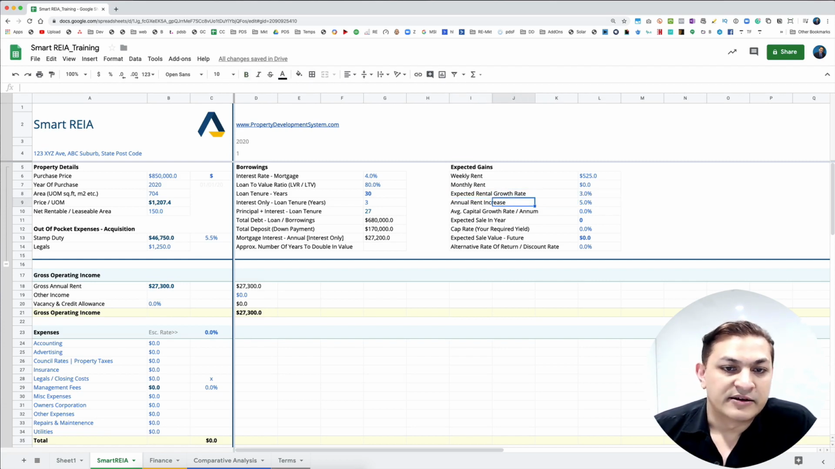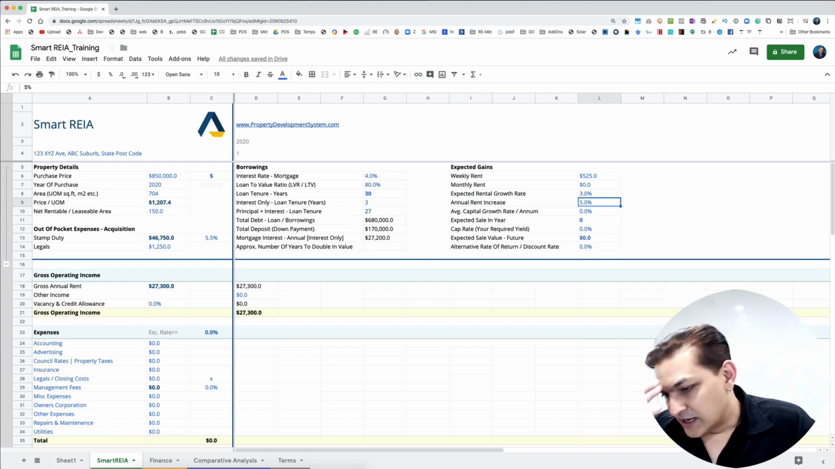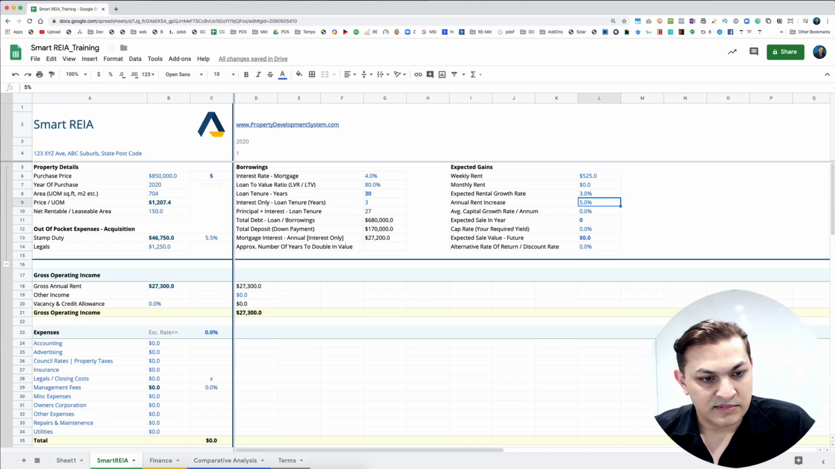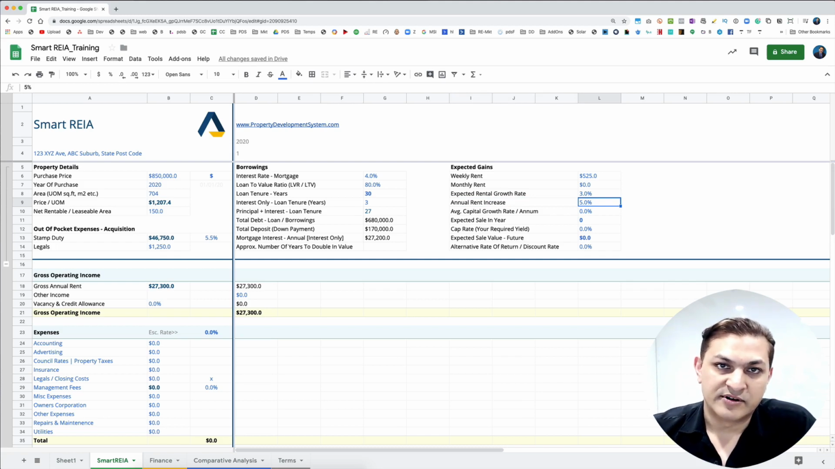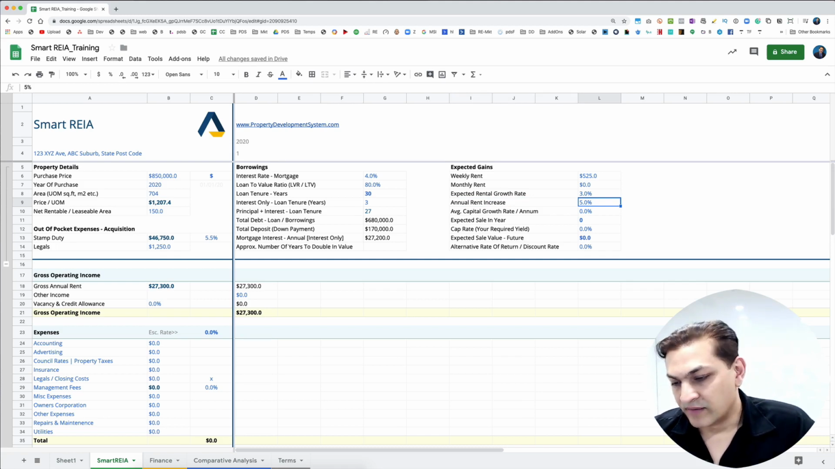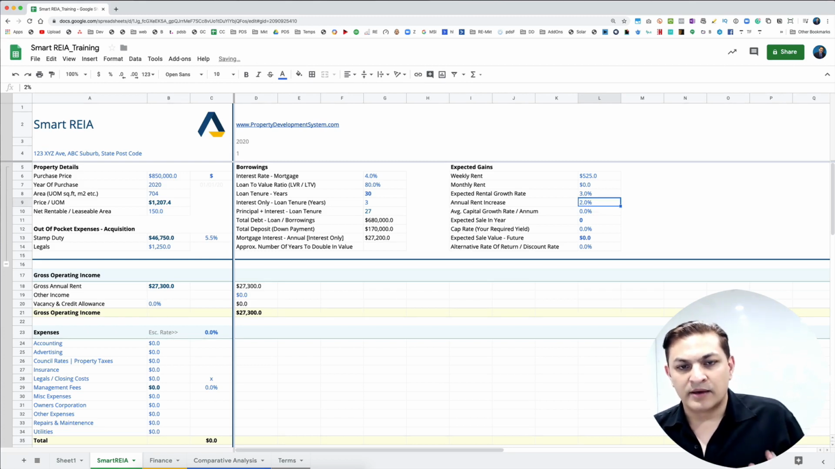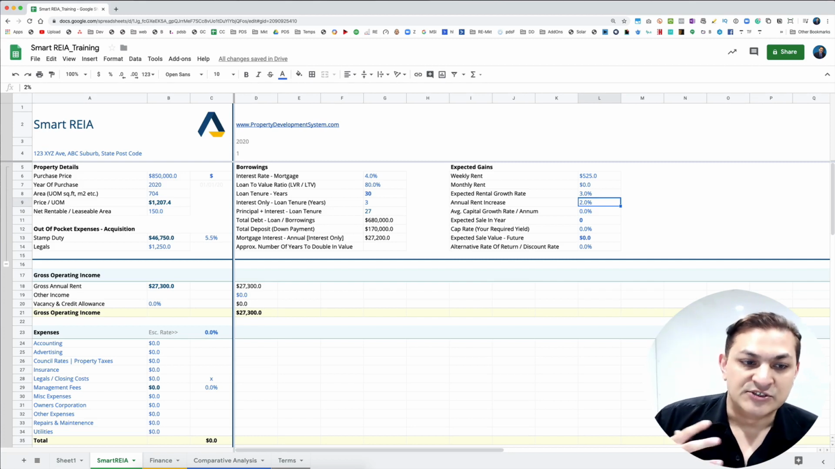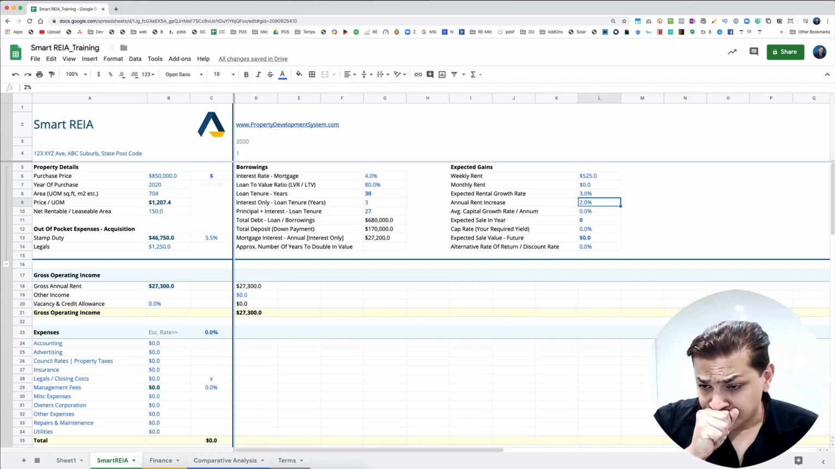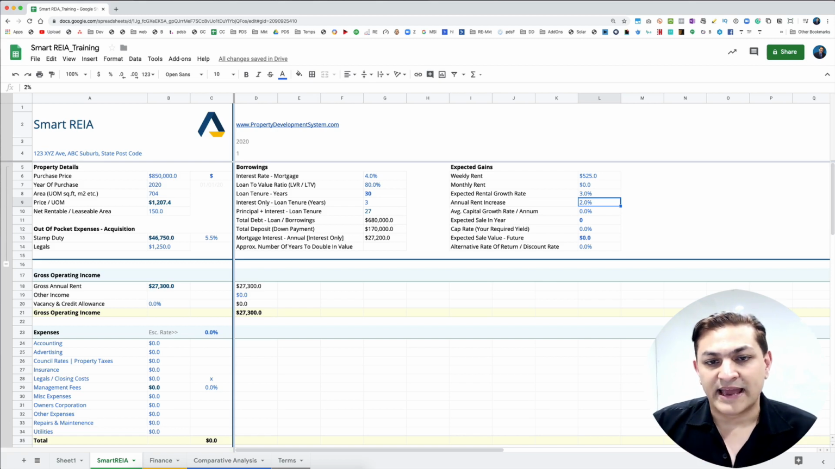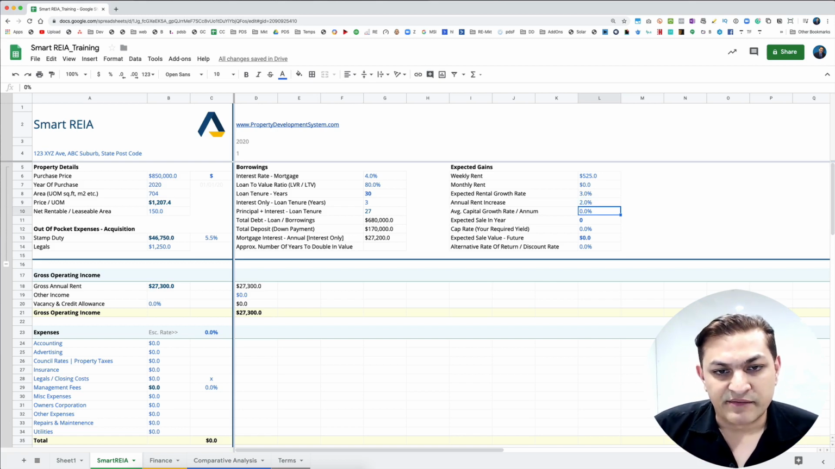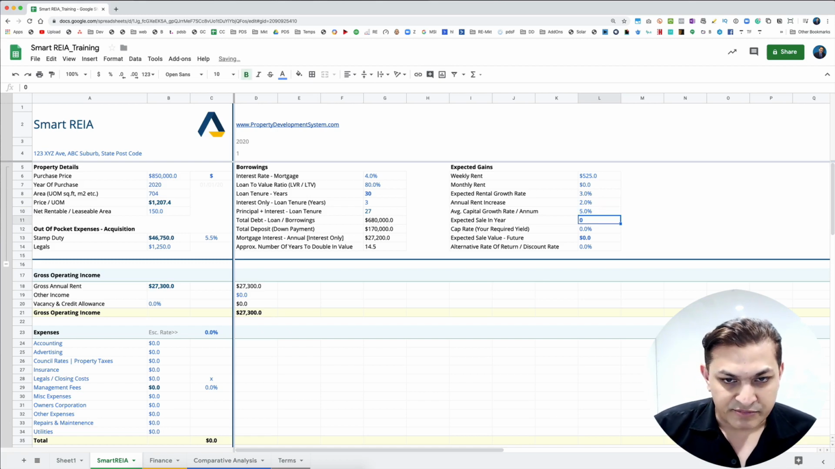And annual rent increase, what am I going to increase the rent by? So let's say you charge $500, but next year you're going to be charging about $525 or whatever. It could be 10%, 2%. Whatever that is, even if it's a small amount, you need to put that in to be able to get some values out of it. Then we've got average capital growth rate per annum. In this area, it has been about 5%.